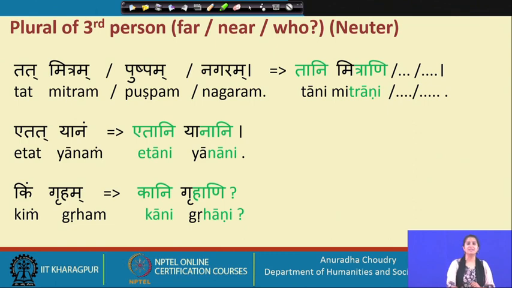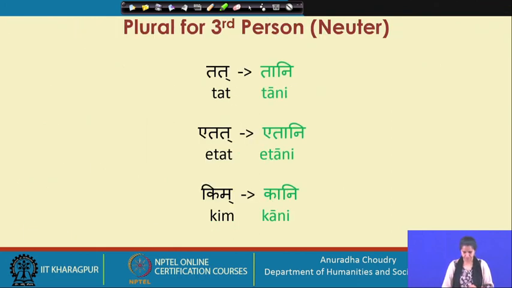So, you would have noticed that in the yanani, there is no murdha n. The nasal is not a murdha one, because the regular form is the dental n. So, just bear that in mind when you notice differences in the plural of the neuter gender sometimes. So, putting it together here for you, tat, tani, etat, etani, kim, kani.